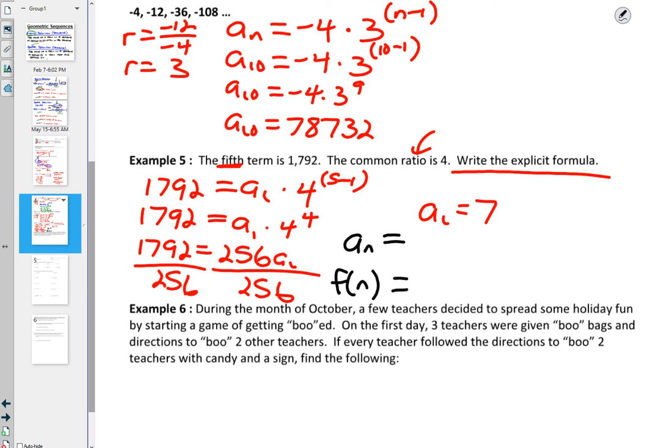In both instances, I would write a 7 first because that's the first one. In both instances, I would write a 4 next because that's the common ratio, and in both instances, I would write it to the power of n minus 1. So the only difference is what?